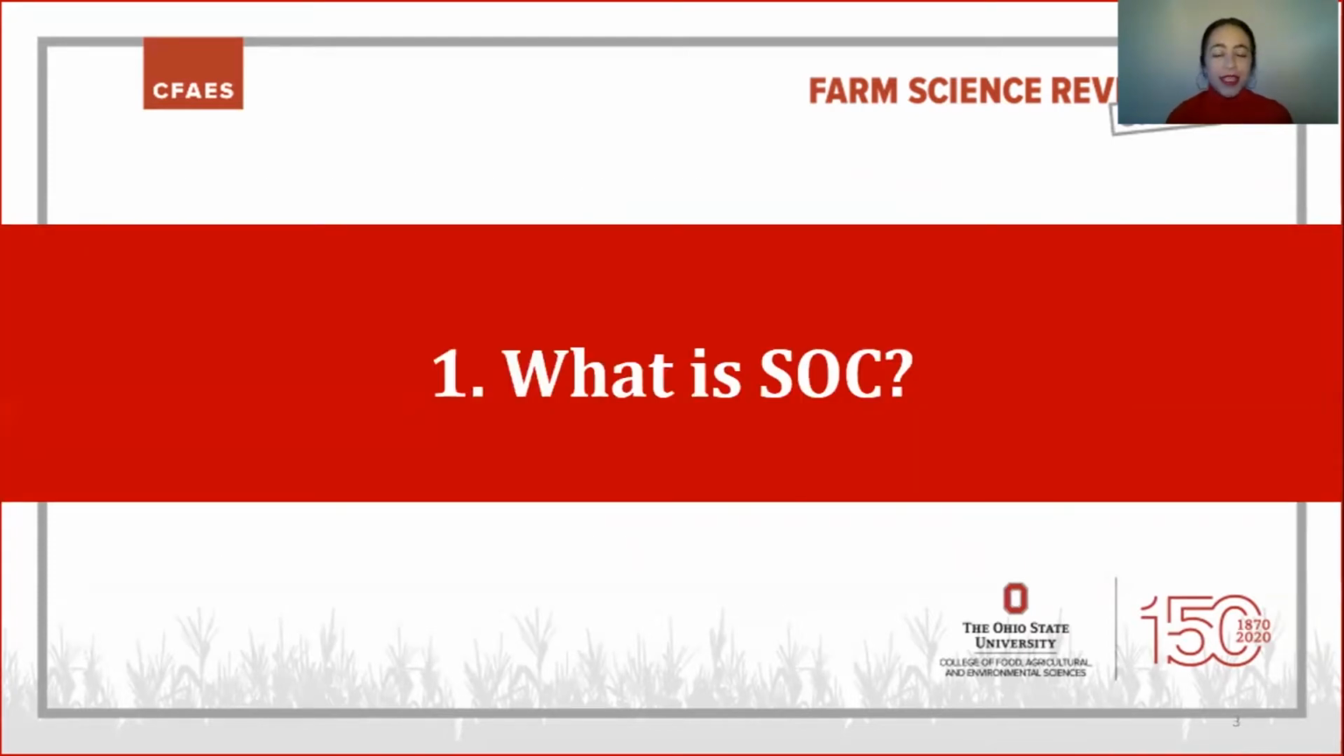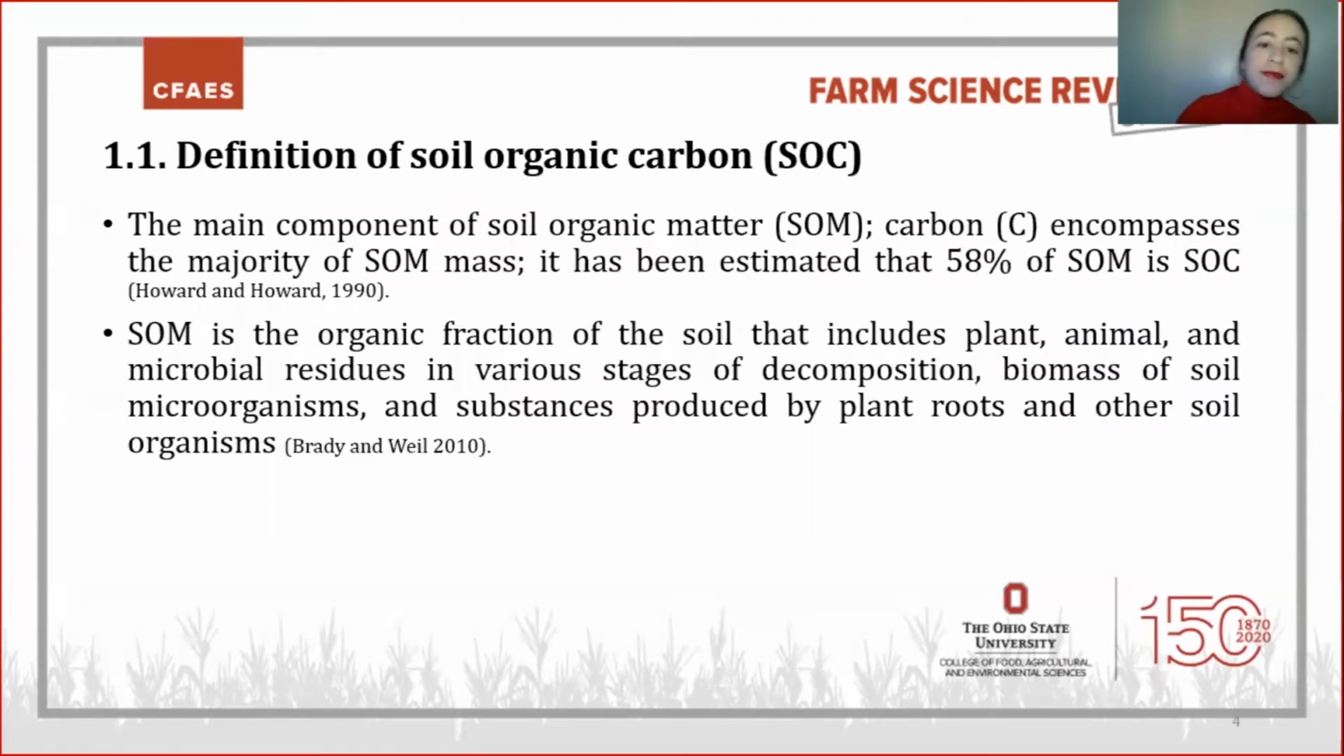So what is SOC? It is defined as the main component of soil organic matter, which we'll also abbreviate as SOM. And carbon encompasses the majority of SOM mass. Around 58% of soil organic matter is soil organic carbon. Now, specifically, soil organic matter is the organic fraction of the soil that includes plants, animal, and microbial residues that are in different stages of decomposition. Also, we have the biomass of soil organisms and substances produced by plant roots and other soil organisms.